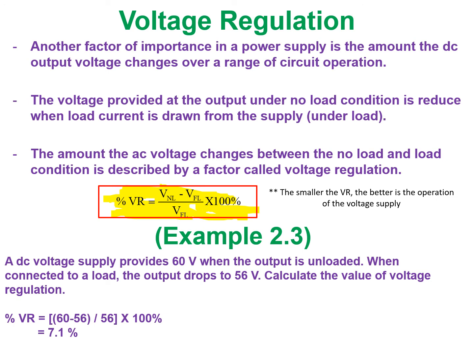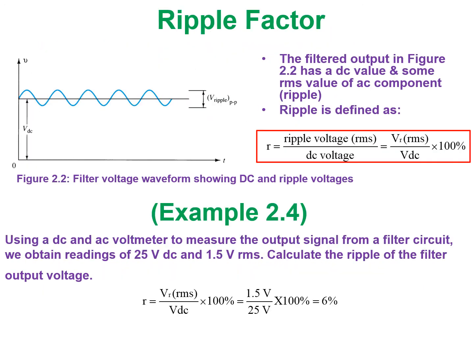We also have voltage regulation settings for the electrical system for houses and for industry. This is the example. Let's say you have 60 volts of output unloaded, so this is no load, and when connected to a load it drops to 56. Use this formula to get the 7.1% voltage regulation.